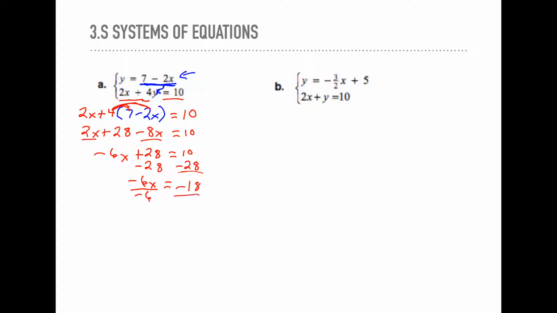Dividing by that negative 6, I get x is equal to a negative divided by negative is a positive, and 18 divided by 6 is 3. So x equals 3. Once again, we're not done. Now that I know what x is, I'm going to plug that into that first equation. So we've got the equation y equals 7 minus 2x. But I now know what x is. x equals 3. So I can plug it in and get y is equal to 7 minus 2 times 3.